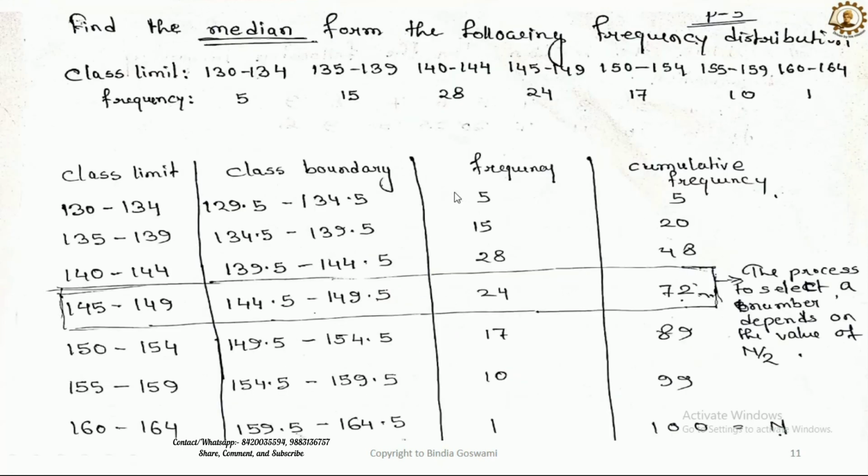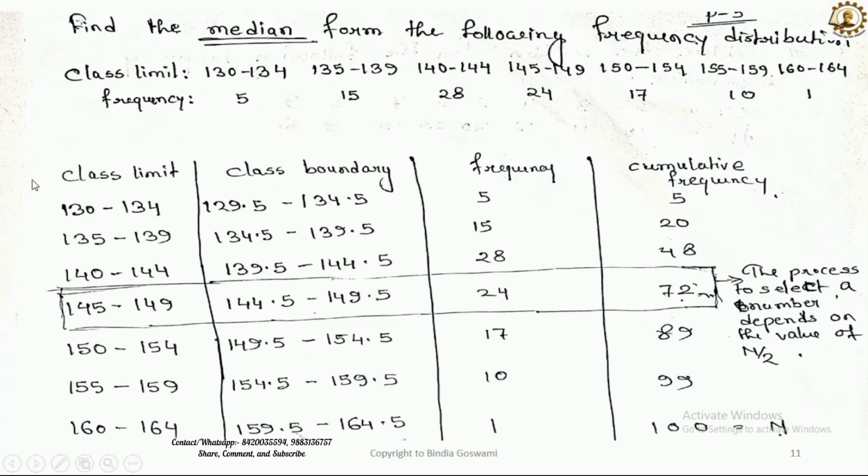Next, this is an example of a median question. Find the median from the following frequency distribution. This is the class limit values and this is the frequency values. Now we have class limit values, class boundary, frequency, and cumulative frequency, which is important for median.